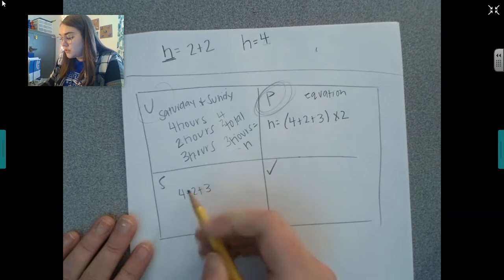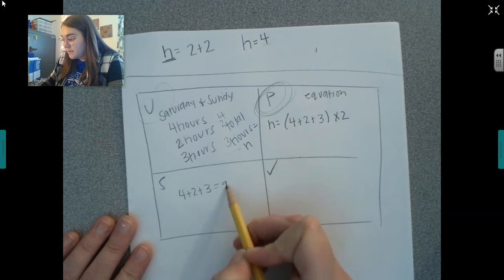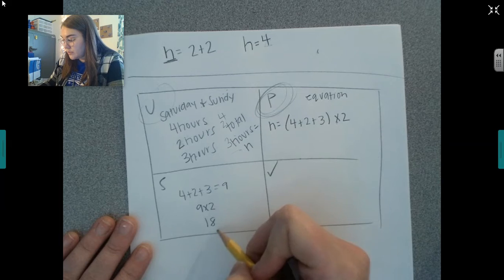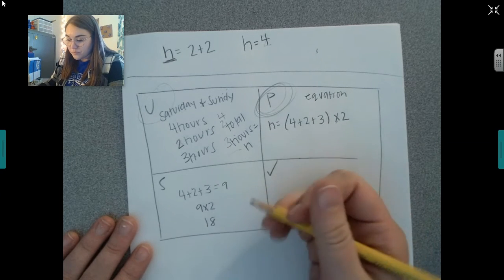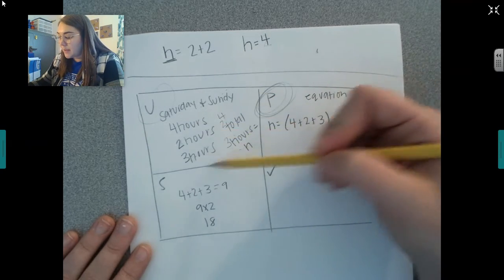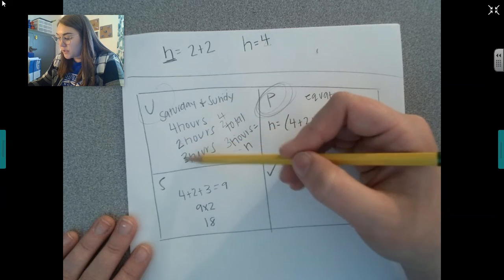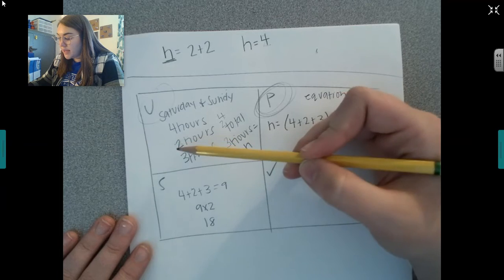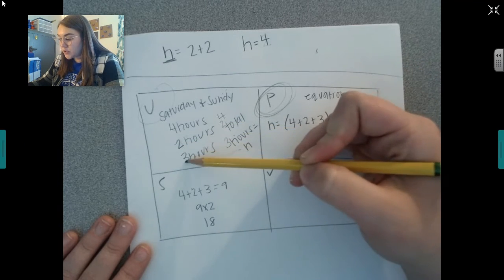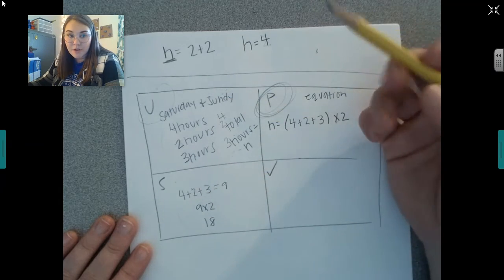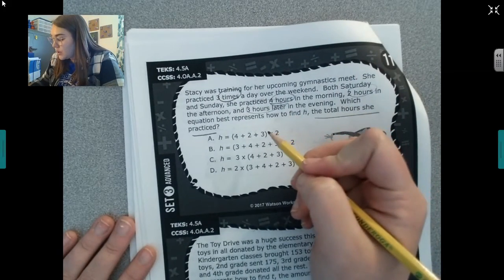So 4 plus 2 plus 3, 4, 5, 6, 7, 8, 9 is 9. And 9 times 2 is 18 because we have our times 2. So is this equation reasonable? If I added all of this up, 4 plus 2 plus 3, 4 plus 2 plus 3: 4 plus 4 is 8, plus 2 is 10, plus 2 is 12, plus 3 is 15, plus 3 is 18. So if I added it all up or did our equation, do they still make sense? Yes, they do.